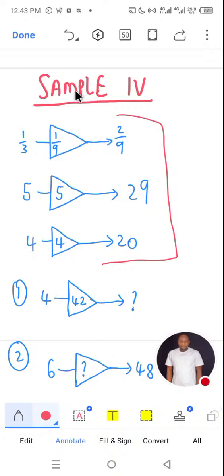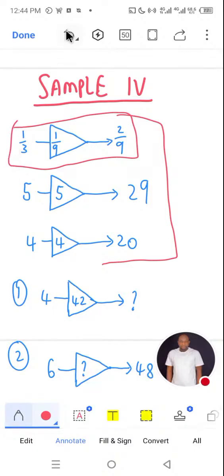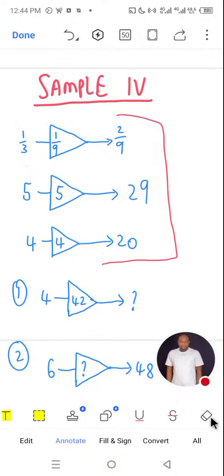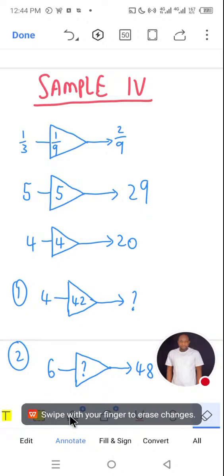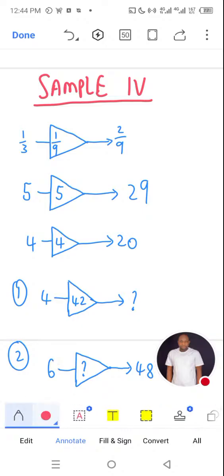How was 1 over 3 gotten? How can we get 1 over 9? Or how can we get 2 over 9 using this particular sample? Anybody? Think, think, think. You can do this. Who's going to help us out?